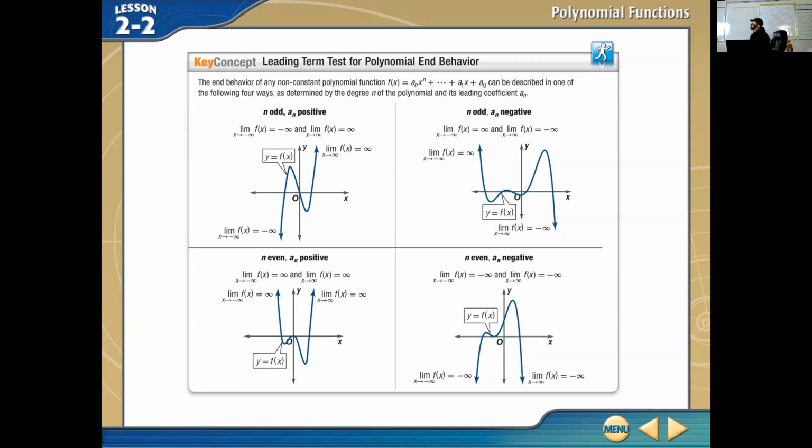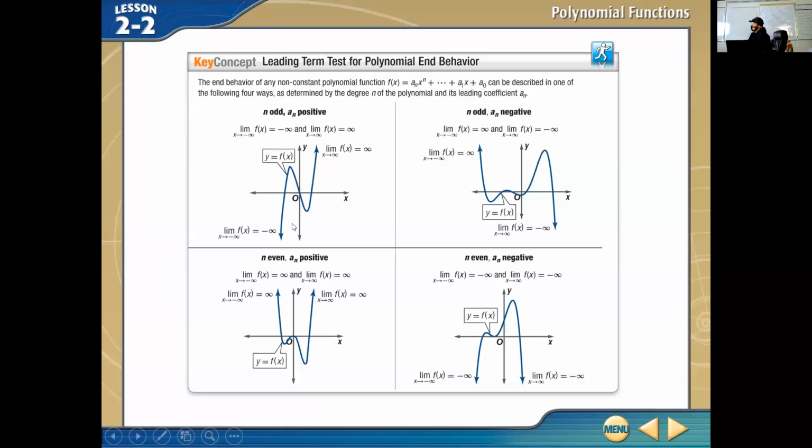So it says the end behavior of any non-constant polynomial function, a_n x^n, okay? So we're focusing on n being our exponent here, can be described in one of the following four ways as determined by the degree n of the polynomial and its leading coefficient a_n. Okay, so when our degree is odd, our extrema are going to be pointing in opposite directions, very similar to the graph of x cubed, x to the fifth. Okay, and once again, we're talking about the very extremities of the graph.